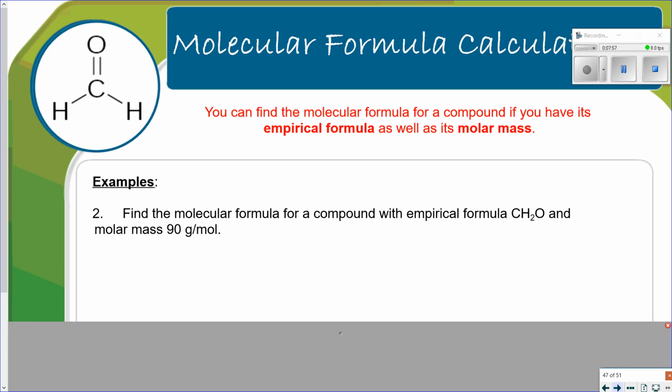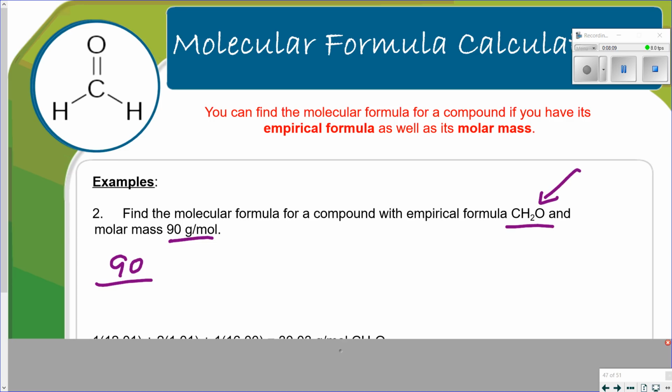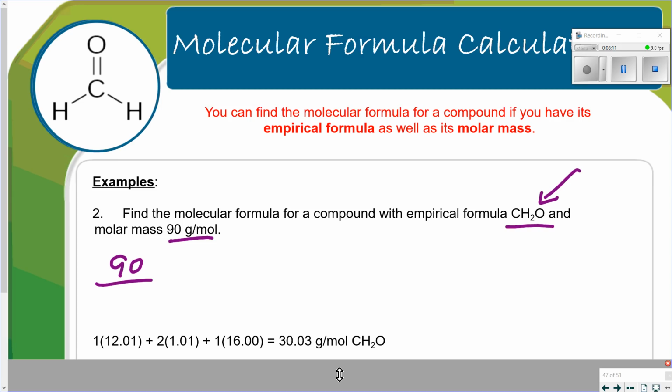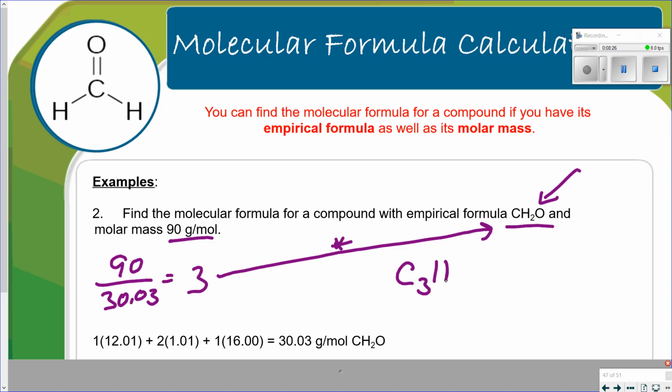Find the molecular formula for a compound with an empirical formula of CH2O, and the molar mass is 90. So we know the molar mass, and we're going to have to divide it by the empirical mass of this. So I'll reveal it if you need to review how to calculate molar mass, but it's going to be 30.03. And so when you do 90 divided by 30.03, you get 3. That's not your answer. You have to multiply it to your subscripts and end up with C3H6O3. That is your answer.